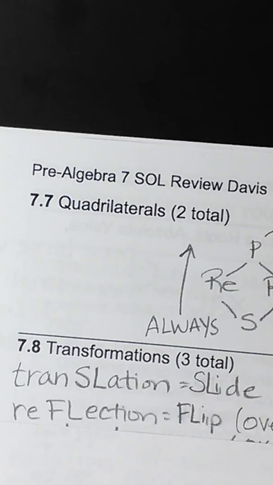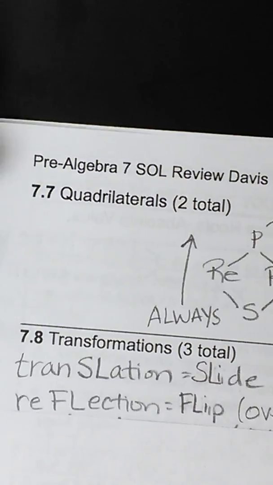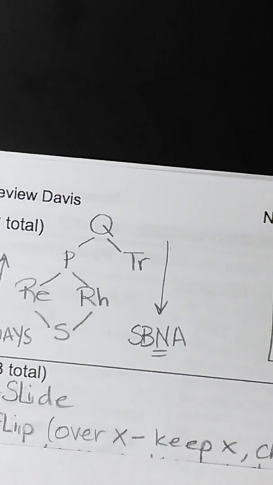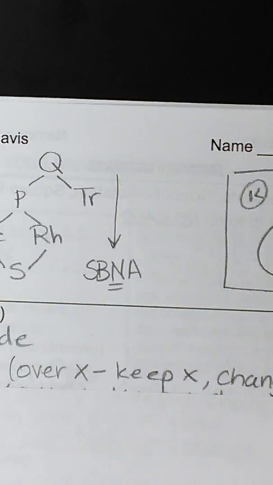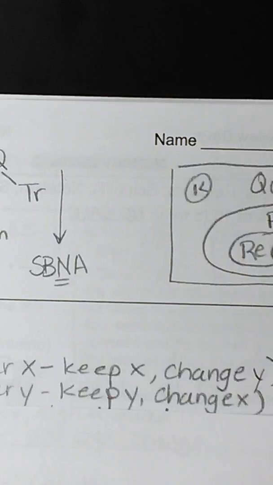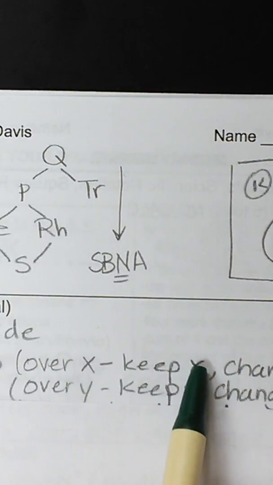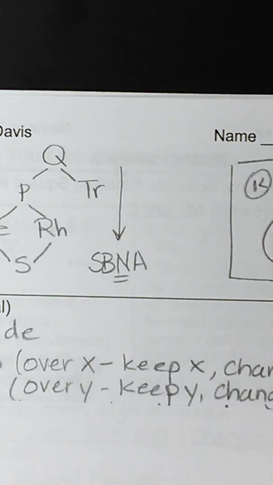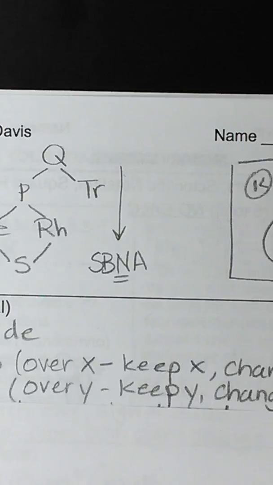The next one is a reflection. Remember we capitalize FL to remind us to flip. Now here are the deals with how to flip. If it's over the x-axis, you keep the x and change the y. If it's over the y-axis, you keep the y and change the x. If it's over the x, you keep the x. If it's over the y, you keep the y. Otherwise, you change the sign of the other coordinate.